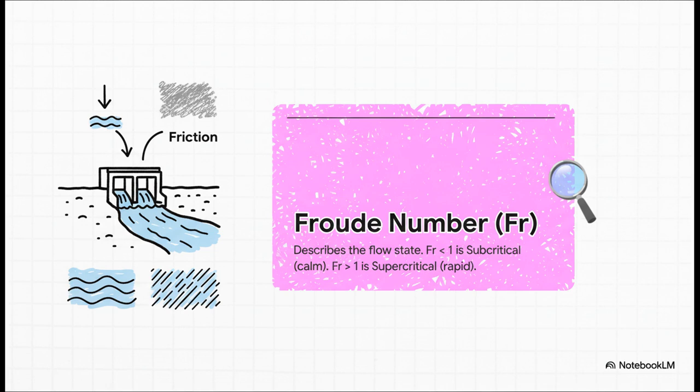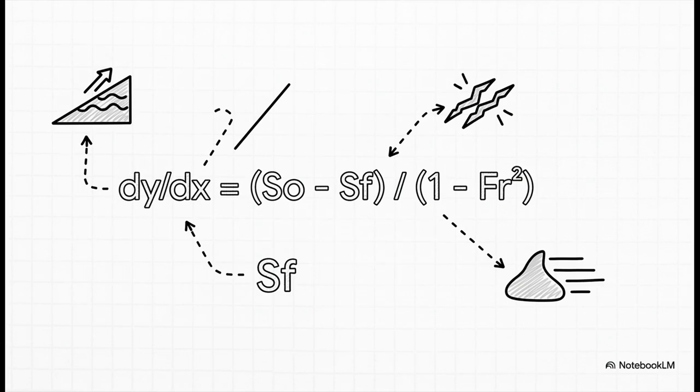It's really just a simple rating. Is the flow calm, deep, and slow? We call that subcritical. Or is it fast, shallow, and rapid? We call that supercritical. It's as simple as that. And when you put all those pieces together, you get this.